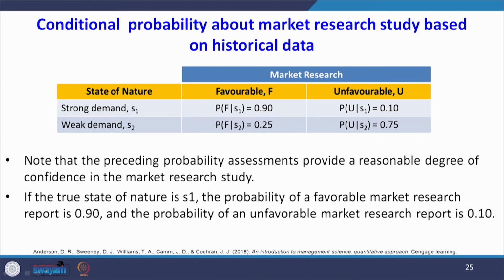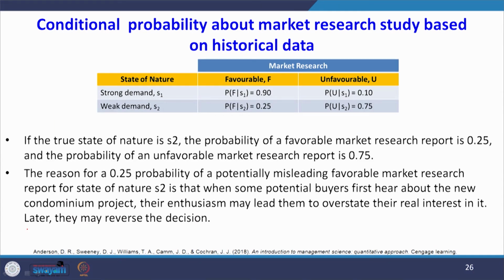Note that the preceding probability assessment provides a reasonable degree of confidence in the market research study. How can we say there is a reasonable degree of confidence? If the true state of nature is S1, the probability of a favorable market research report is 0.9, and the probability of an unfavorable report is 0.10. Look at the table. If the true state of nature is S2, that is weak demand, the probability of a favorable market research report is 0.25, and the probability of an unfavorable market research report is 0.75.